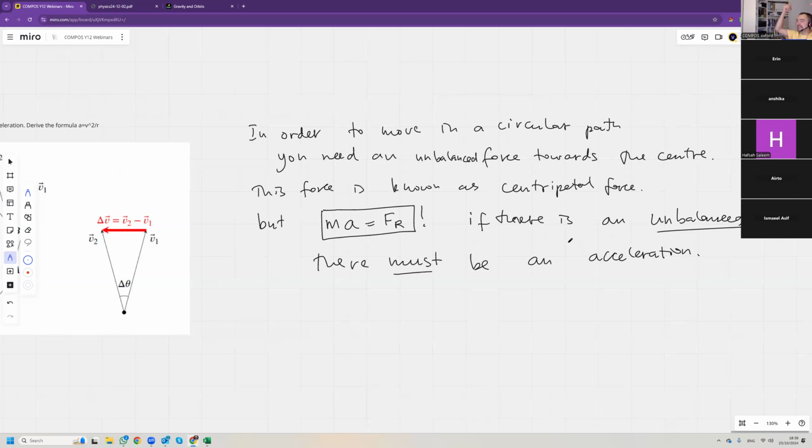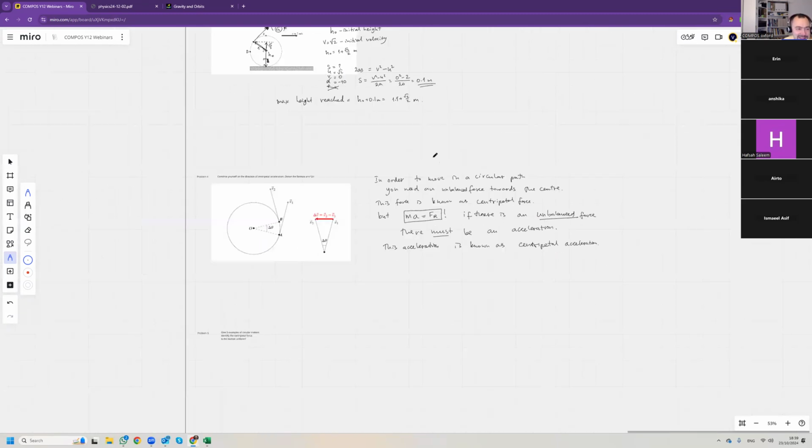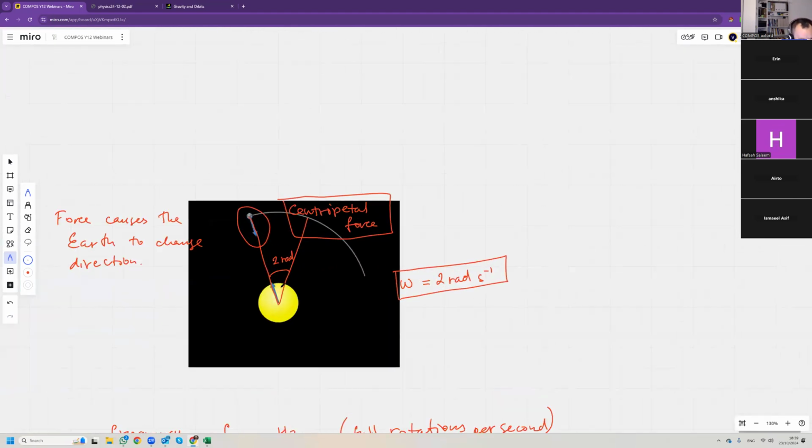If you're moving in circles, that means that something is pulling you into the circle. And there must be an unbalanced force. If there's an unbalanced force, there must be an acceleration. So you have to be accelerating towards the center. This acceleration is known as centripetal acceleration. So if you're moving in circles, you're accelerating, and that acceleration is towards the center of the circle.